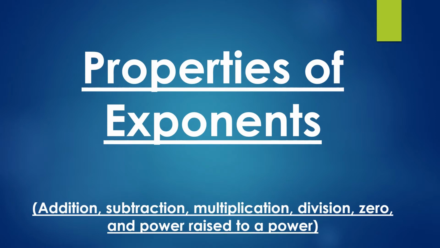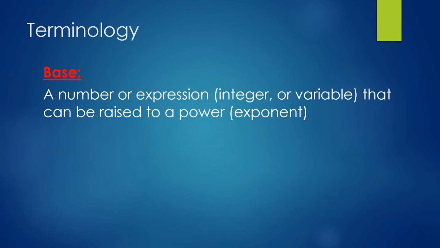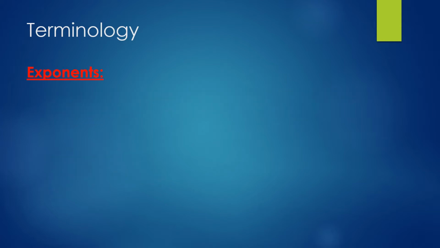Alright students, now that we're at the board, let's look into properties of exponents, including addition, subtraction, multiplication, division of exponents, also zero exponents, and powers raised to a power. First, we'll talk about what a base is. A base is a number or expression, integer or variable, that can be raised to a power, or an exponent. For example, if we have a base, which is x, and it's raised to the second power, x would be the base, and 2 would be the exponent.